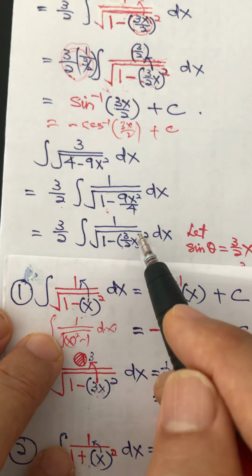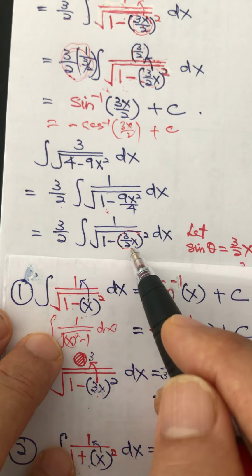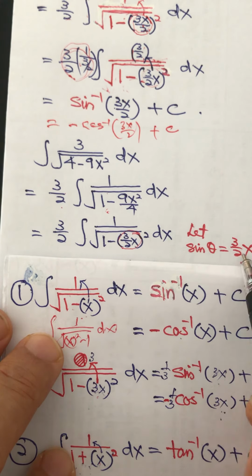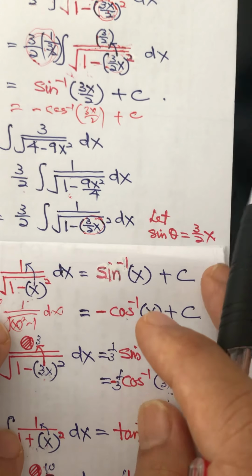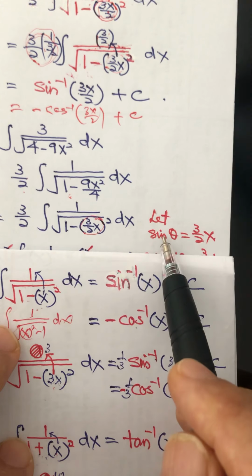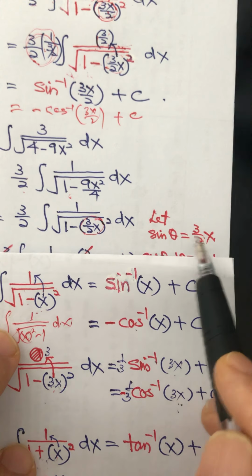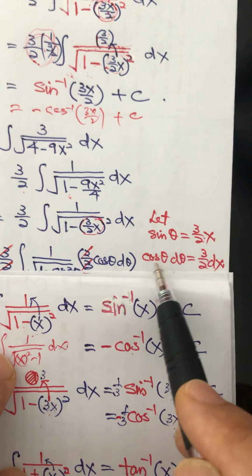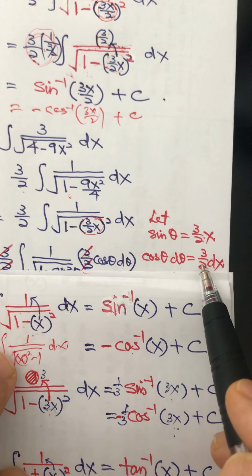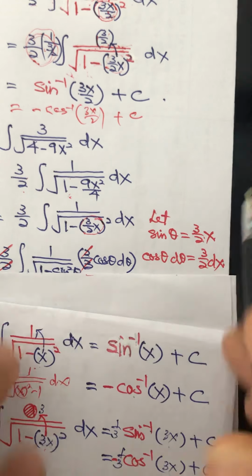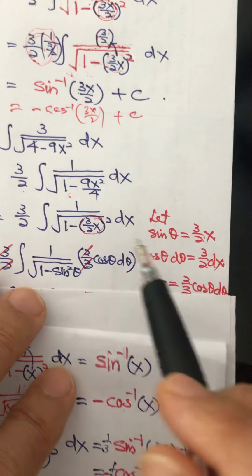So you want to show, you just substitute this one as sine theta. You see or not? I substitute this one, the whole bracket, to be sine theta. Then I differentiate sine theta to get cos theta d theta. Differentiate this as 3 over 2 dx. So the dx will be 2 over 3 cos theta d theta.